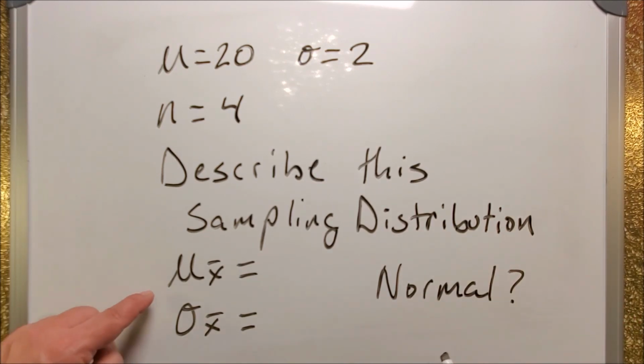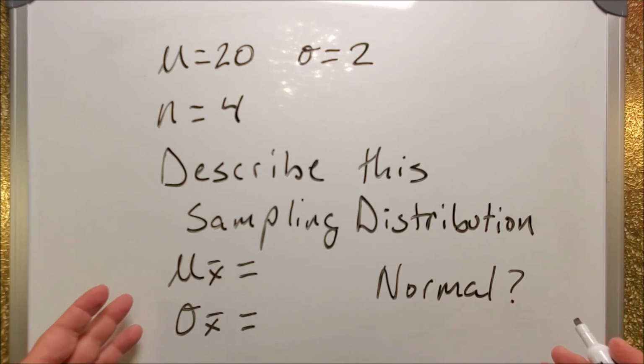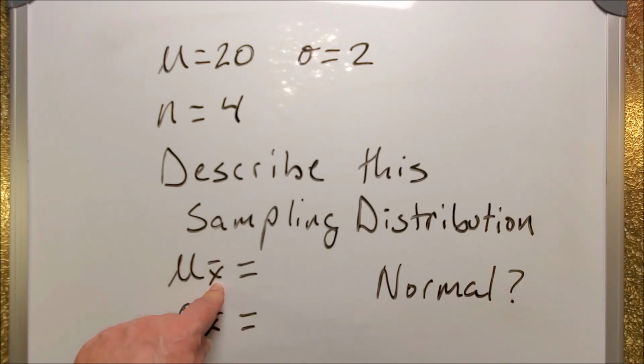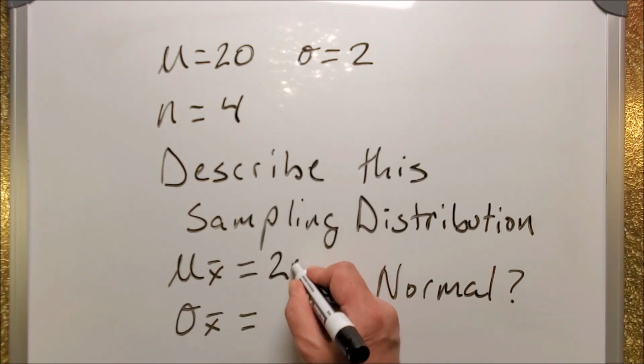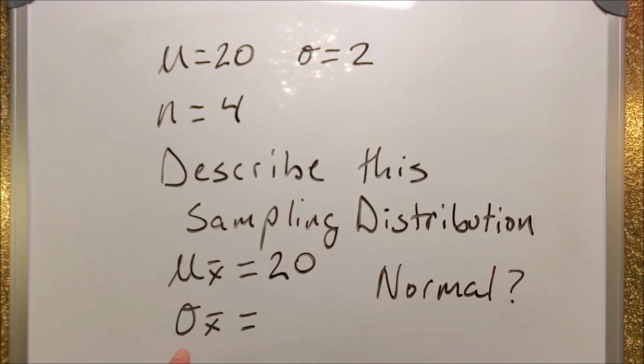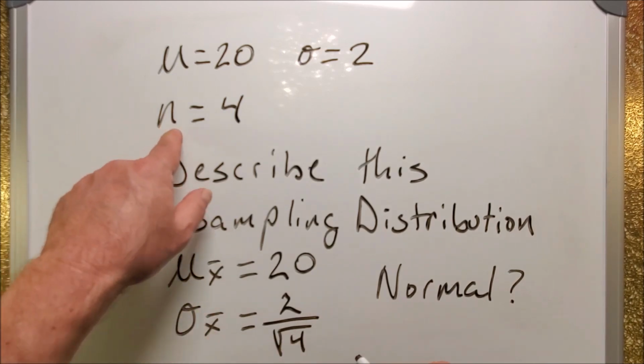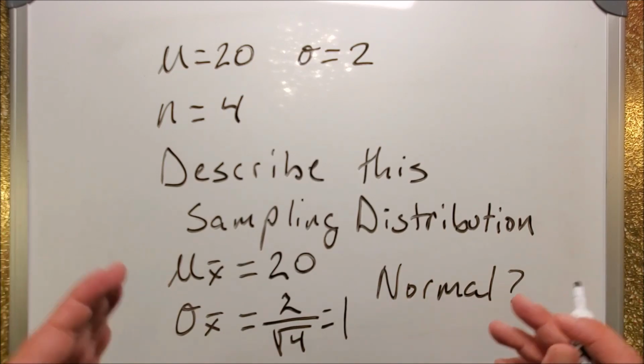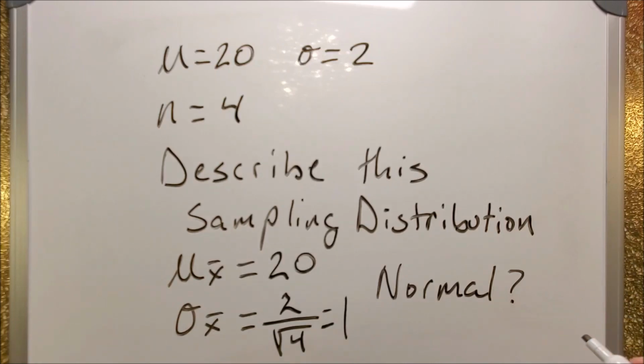So let's do that. What would mu sub x bar be? Well, this is probably the easiest formula you're ever going to use in statistics. Mu sub x bar, this is rule 1, is equal to mu, so we know what mu sub x bar is, it's 20. The standard error, sigma sub x bar, is sigma from the population divided by the square root of your sample size. I'm proposing a sample size of 4. Again, we did that earlier. That's going to be pretty easy. So our standard error is 1.